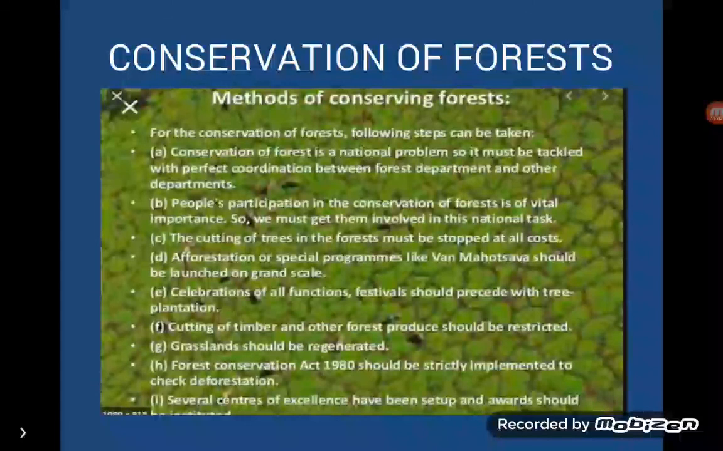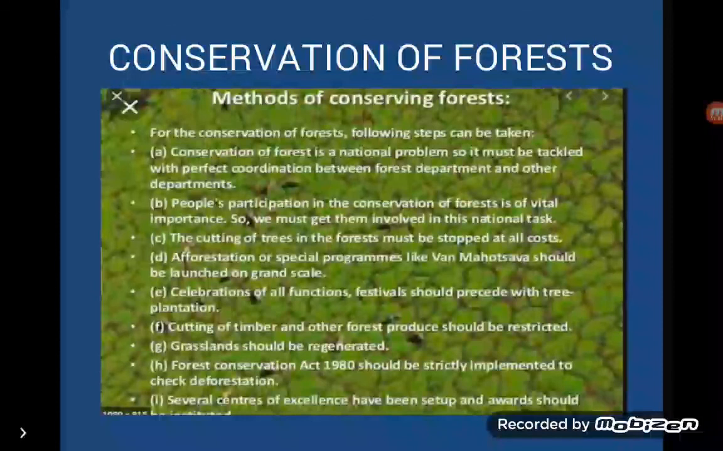Conservation of forest. Conservation of forest means how we conserve forest. There are some methods to conserve forest. Conservation of forest is a national problem, so it must be tackled with perfect coordination between the forest department and other departments. People's participation in the conservation of forest is of vital importance, so we must get them involved in the national task. The cutting of trees in the forest must be stopped at all cost.